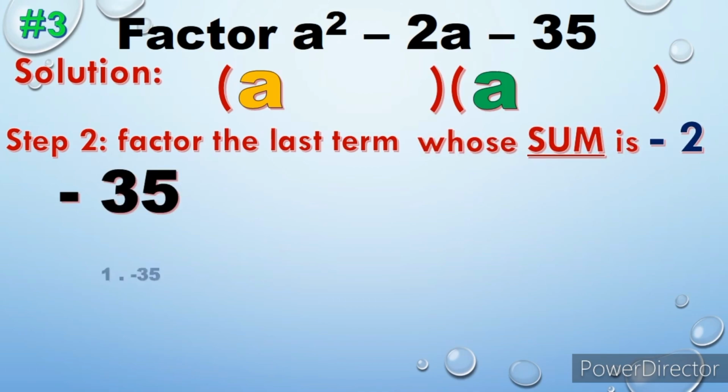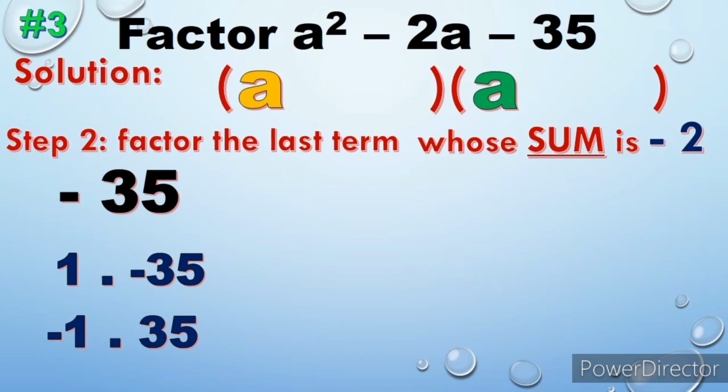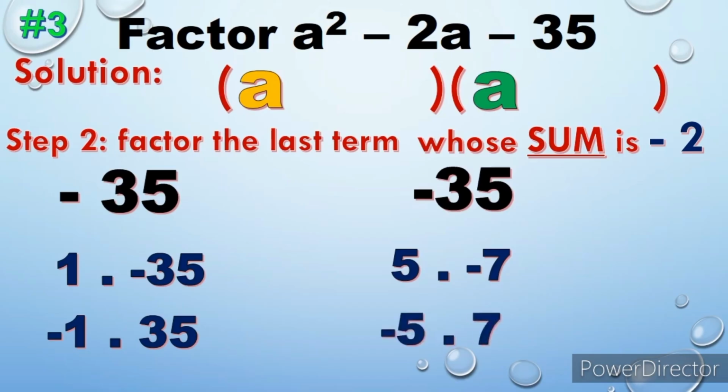So factor ng negative 35: 1 times negative 35. Another one, we have negative 1 times 35. Next, we have negative 35 factor, which is 5 times negative 7. Then we have negative 5 times 7 is negative 35.